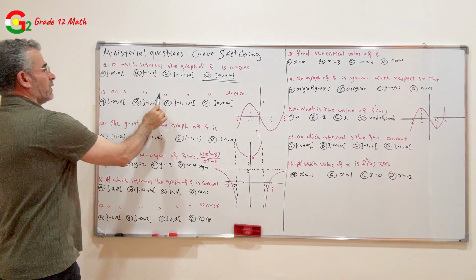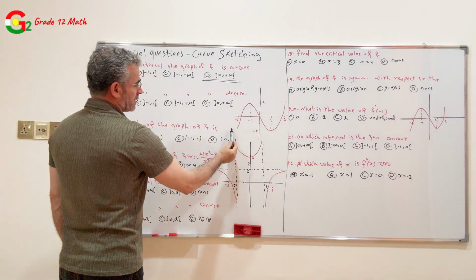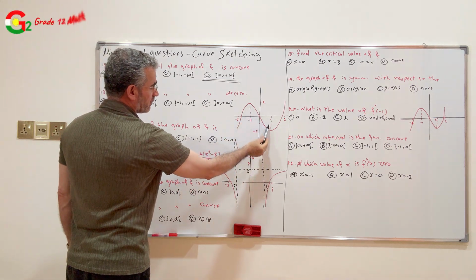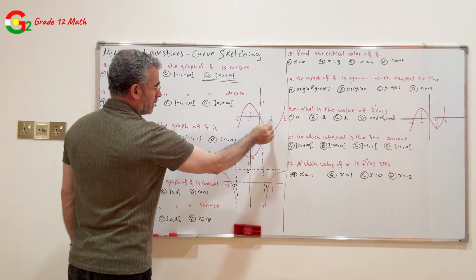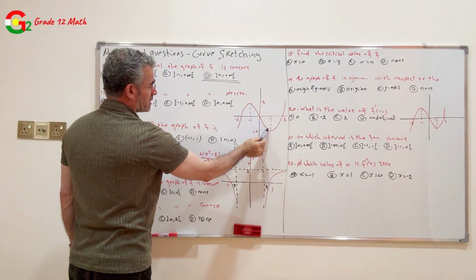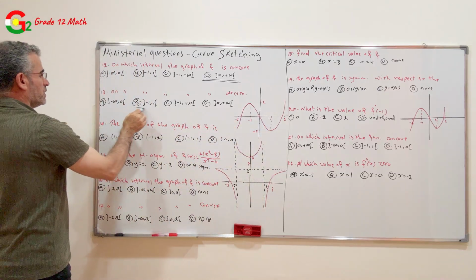On which interval is the graph of f decreasing? As you see, the graph of f is increasing from negative infinity to negative 1, decreasing from negative 1 to 1, and increasing from 1 to positive infinity. Therefore, the right choice is from negative 1 to 1. Choice B.